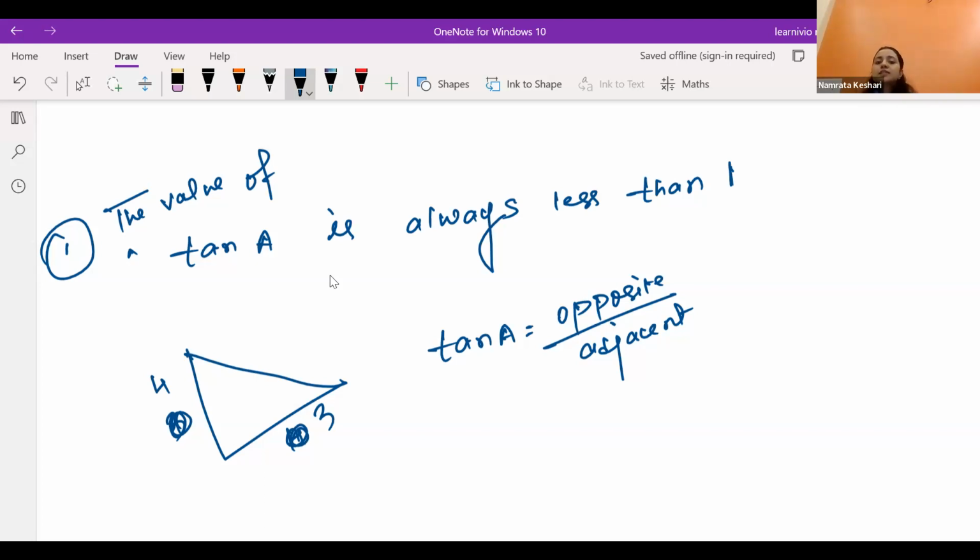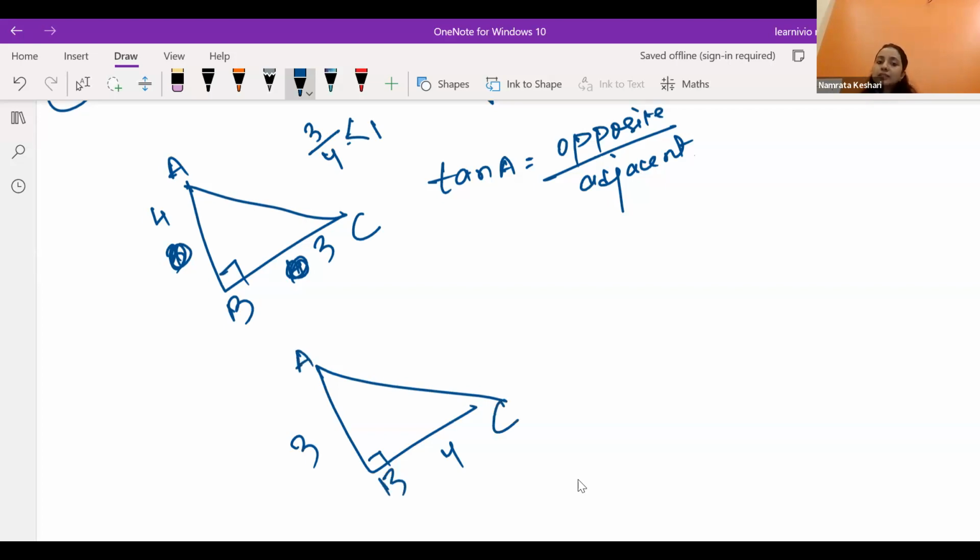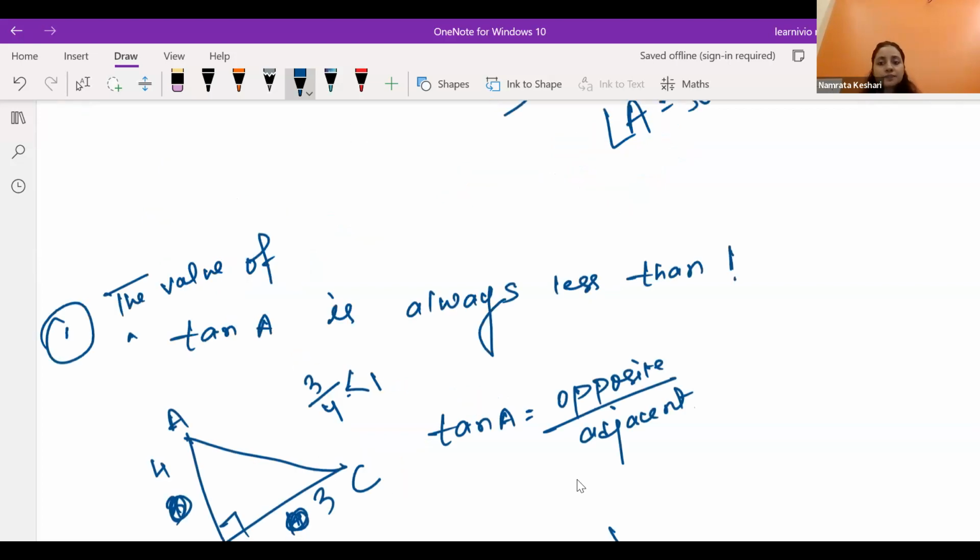So opposite over adjacent is always less than 1. It is not necessary that it is always less than 1. It can be more than 1 also. Why? Because again, the same scenario, I am showing it to you. Here 3, here 4, and both the triangles are completely fine. If you try finding the ratio, suppose this is A, this is B, this is C, here tan A will be opposite over adjacent, that means 3 by 4. Here you can see the value is smaller than 1. And if you take again the same ABC and try finding tan A, it will be 4 by 3. And this is more than 1. So the statement "always less than 1" is false. Got it?